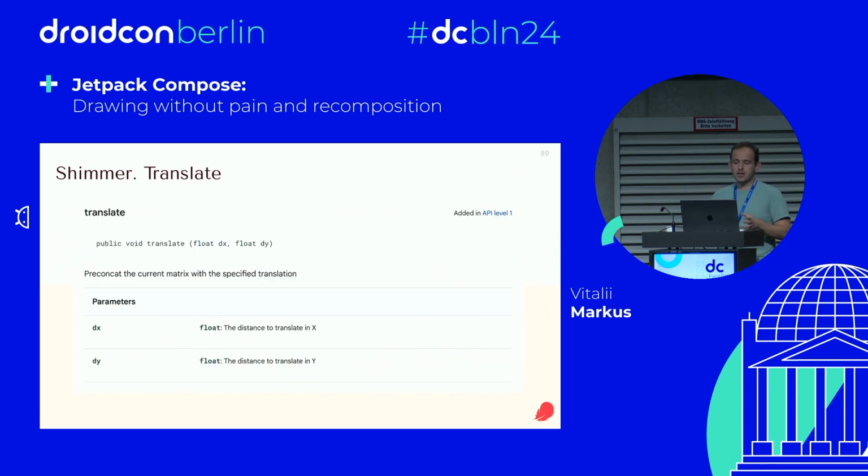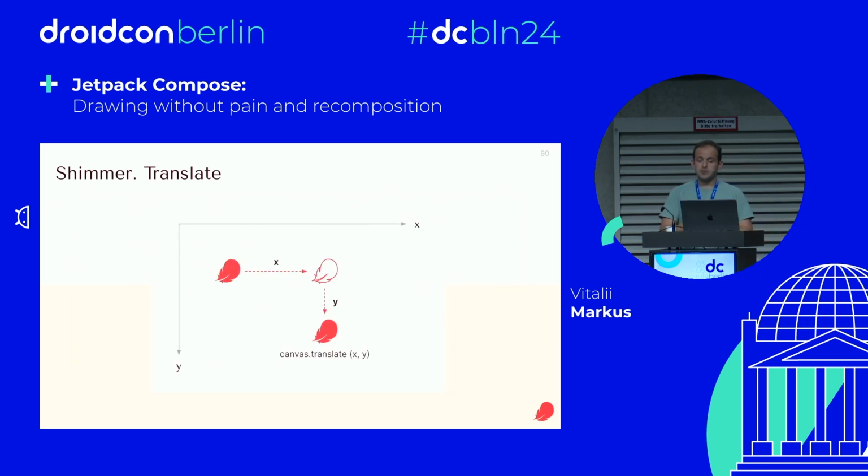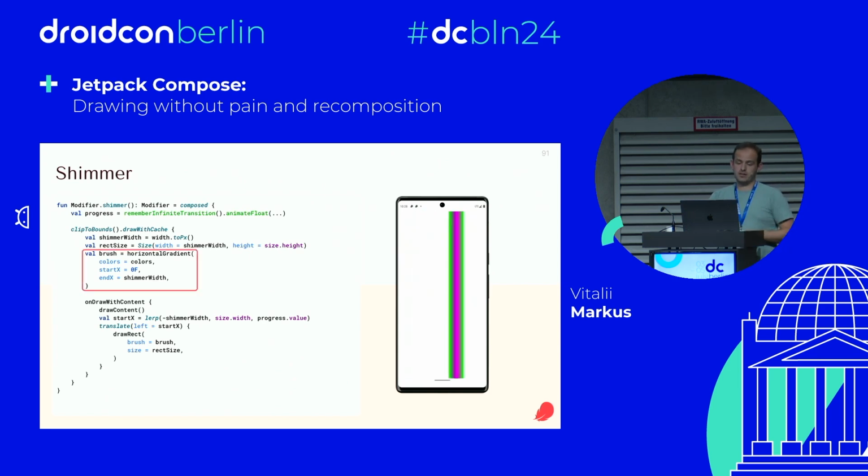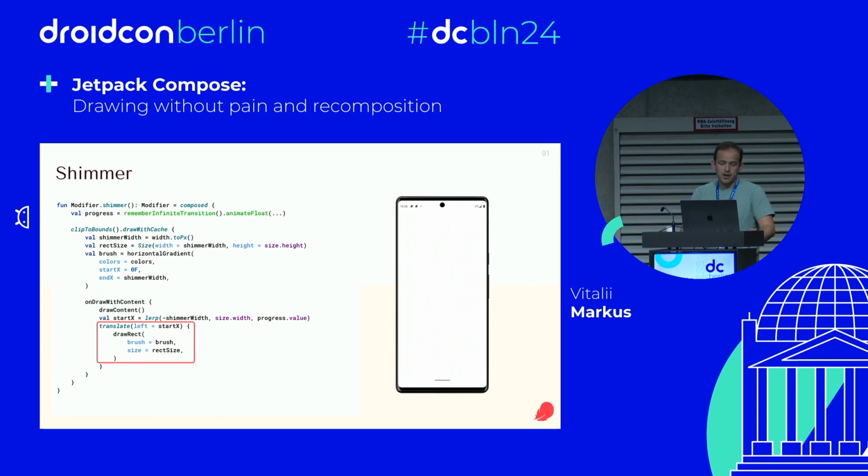So the idea is to use a method that appeared in the first API, called canvas translate. It moves the canvas to the new coordinates and allows drawing the same elements at the new coordinates without changing any logic. With the translate method, we can now cache our brush and just call draw rect inside the translate block, where we move the canvas for static coordinates. This solution provides the correct behavior and saves memory.